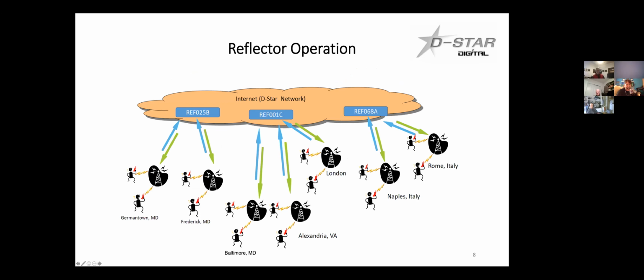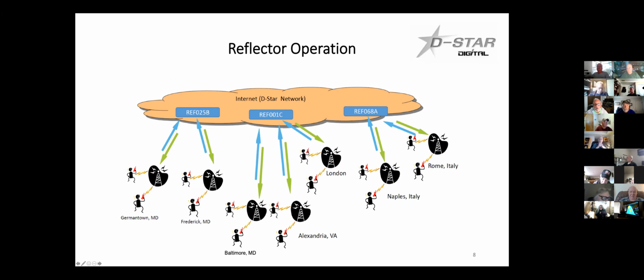That's okay. Here are some reflector operations. Reflector 025B is a reflector that's located in Washington, D.C. So the people in Germantown, Maryland, and the ones in Frederick, Maryland can sit there and talk to each other. Everybody that's on that repeater or on those repeaters can end up talking to each other.